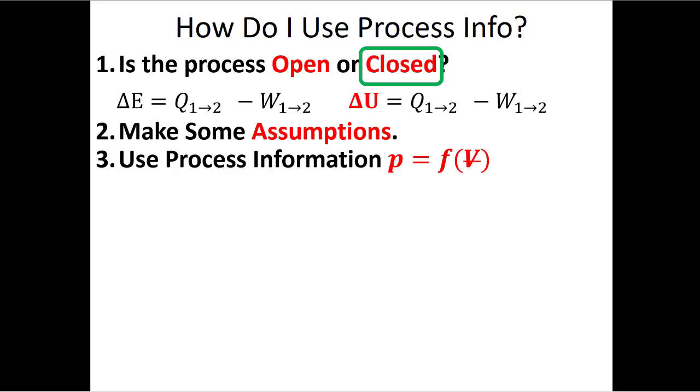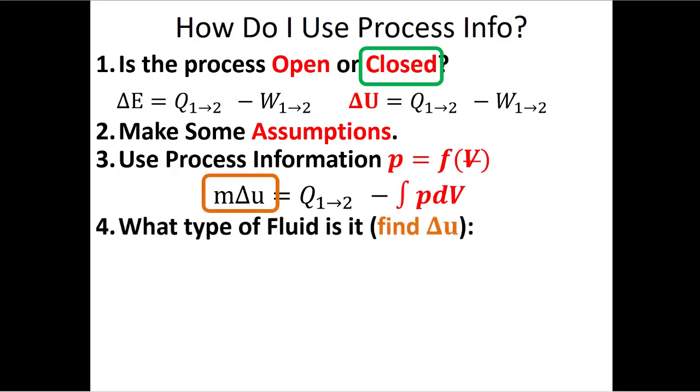Then we'll use some information about the processes. Hopefully, we'll have pressure as a function of volume, and then we can use our equation for work, which is that work is equal to the integral of P dV. We don't have any tables that'll give us capital U because the textbook doesn't know how much mass is in our system. So then our delta U, our change in internal energy, becomes the mass times the change in specific internal energy.